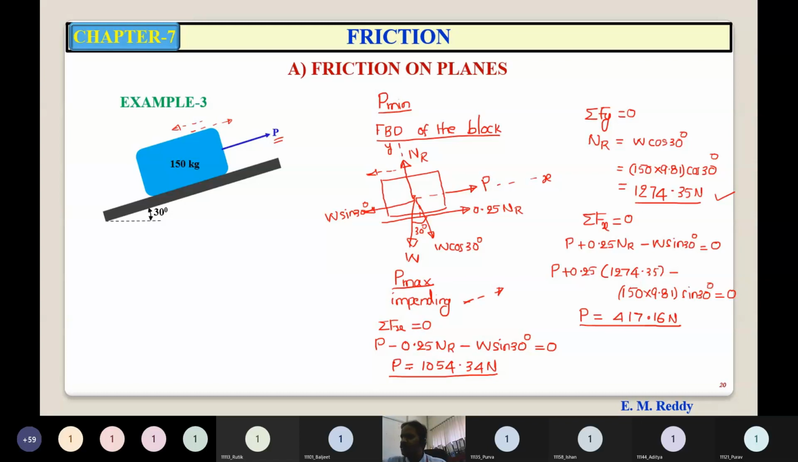So what is the range of values of P for which the block is in equilibrium? 417.16 less than or equal to P less than or equal to 1054.34 Newton. This is your answer.